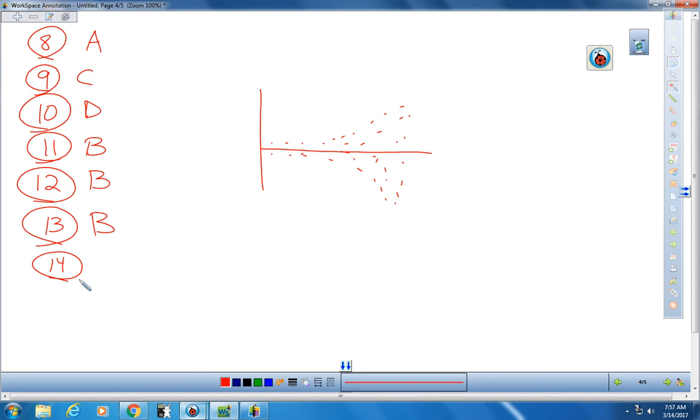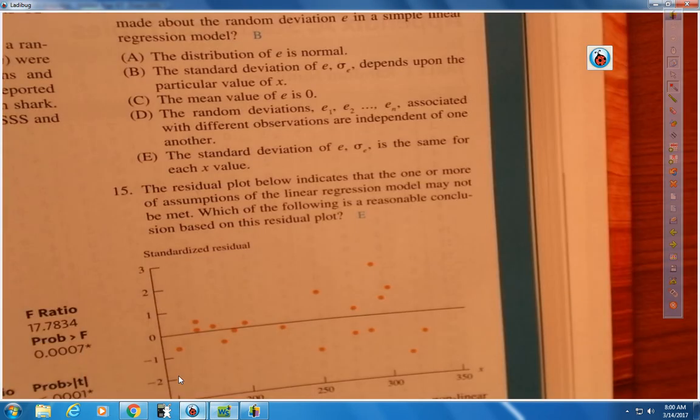Number 14. This is the one that talks about conditions for inference. Remember, I told you, I might not make you do the conditions on the test, but I might show you something like this. Now the answer to number 14 is B, but let me explain why, and let me explain what word I believe should be in here. And we've already seen that your book has some little typos, but I still think that's the best answer.